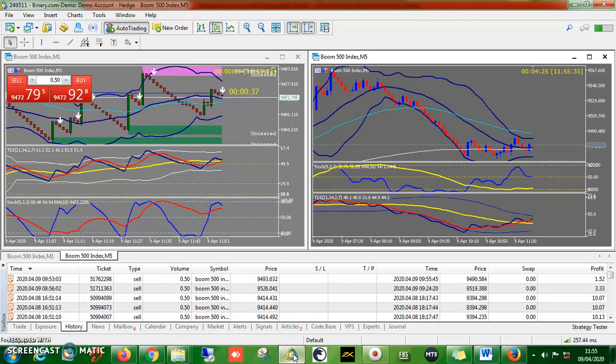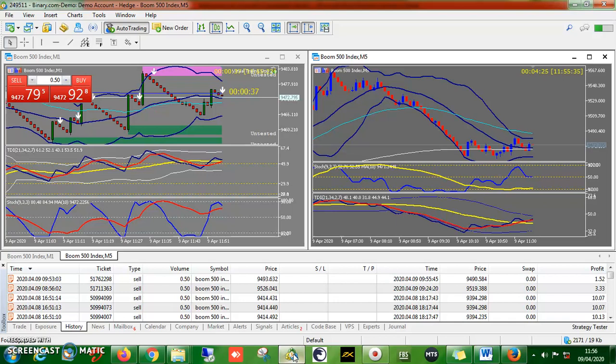So, looking at this chart now, I want us to take some few trades before this video runs out. Sorry for the noise in the background. We are locked down, so the children are home. There will be interruptions here and there.